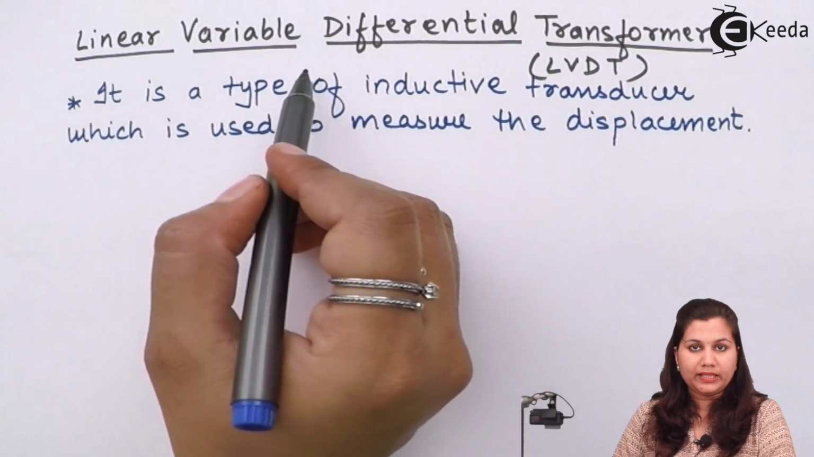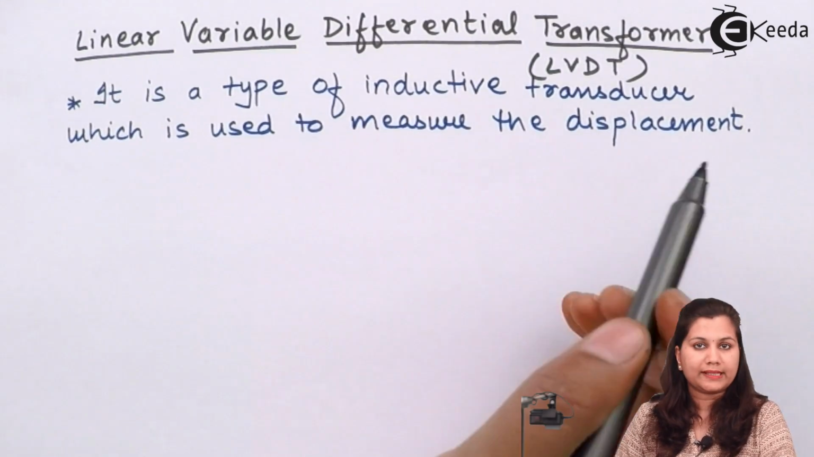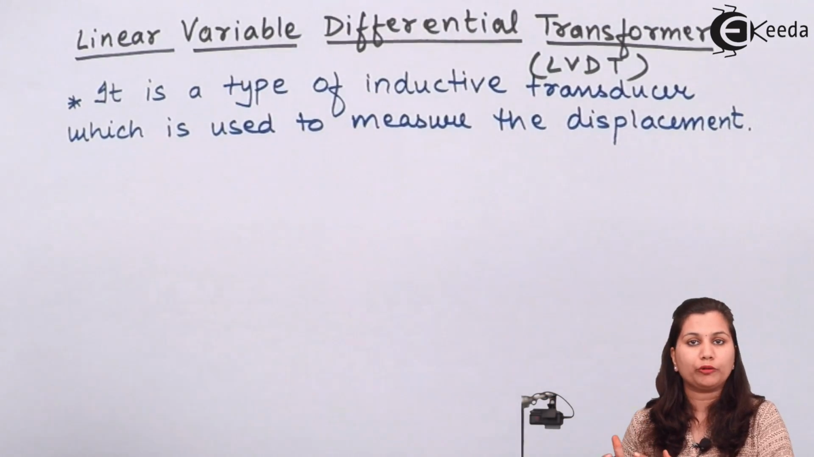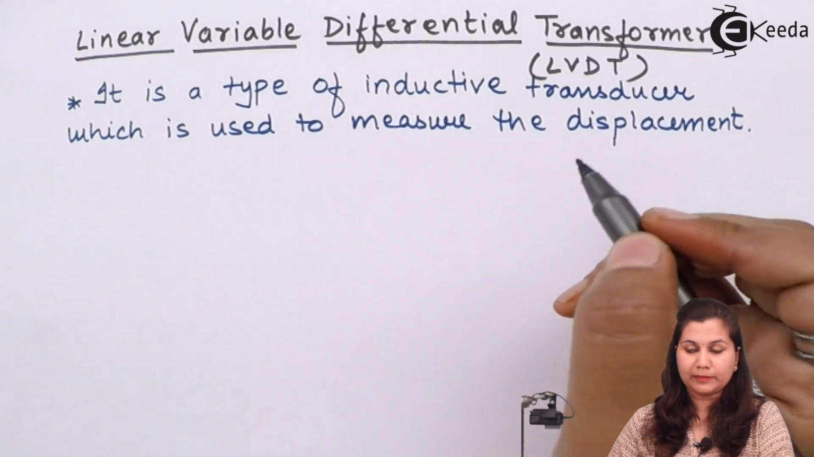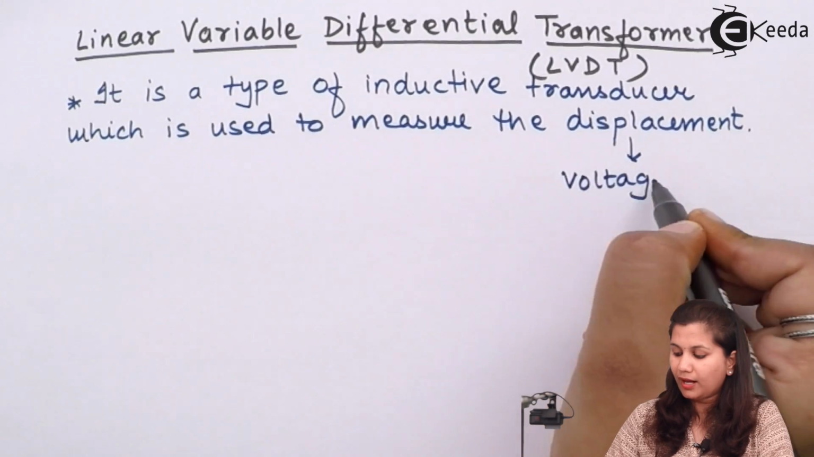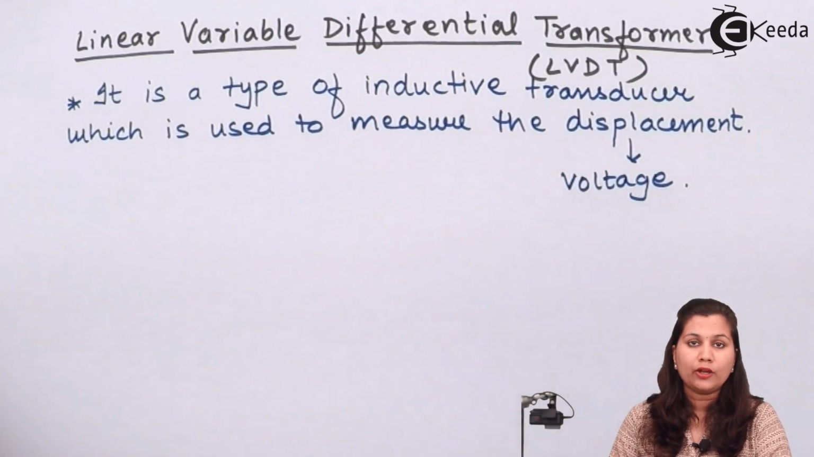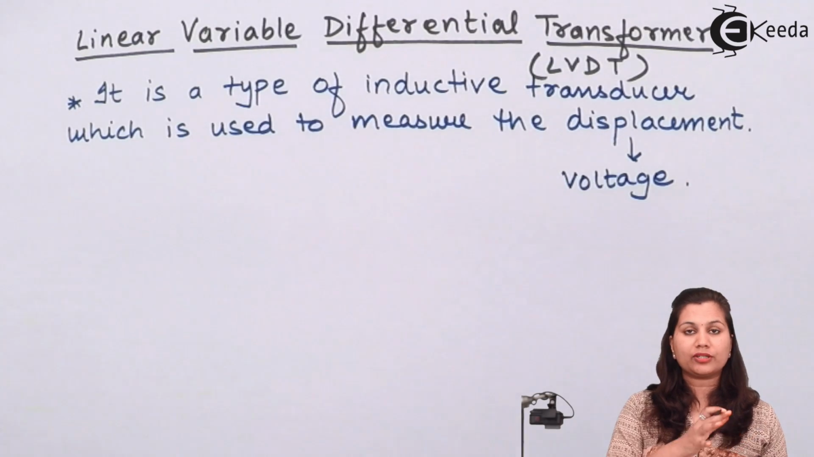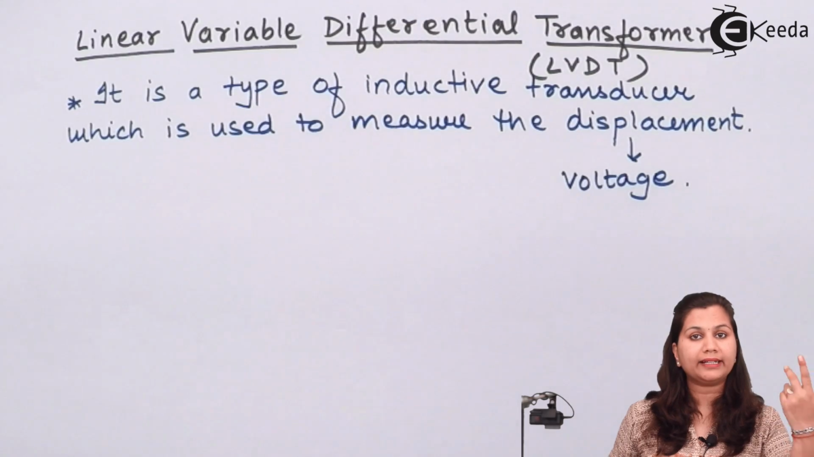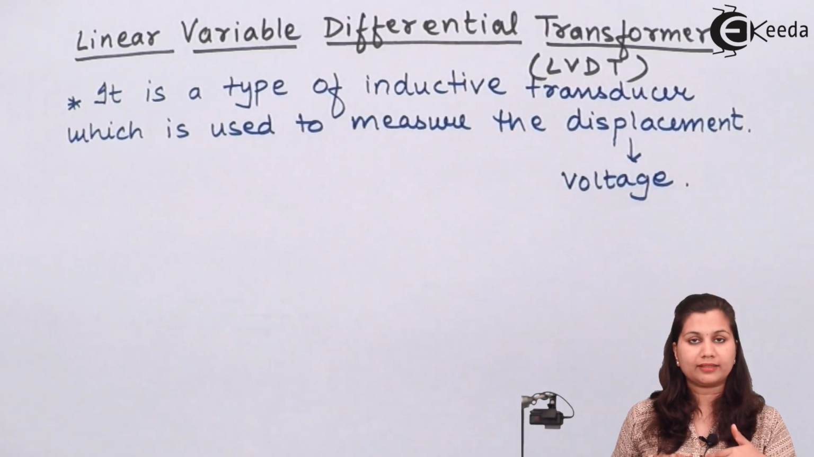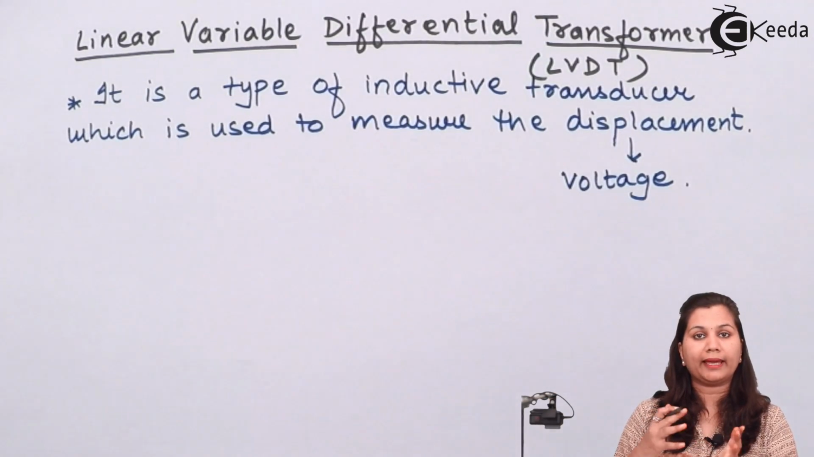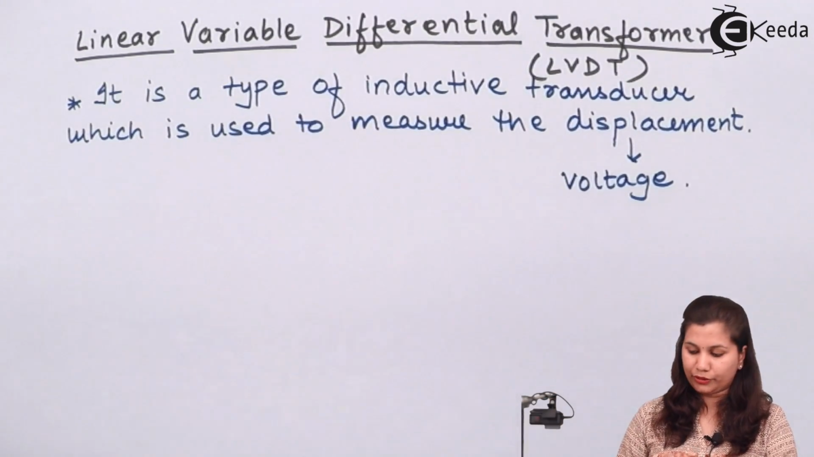So this LVDT is used to measure displacement, and this displacement is measured by measuring the output voltage. So displacement is changed into an electrical quantity, which is the output voltage. We are measuring displacement, which is a non-electrical quantity, by changing the inductance linked with the coil, and this displacement is measured with the help of the output voltage.